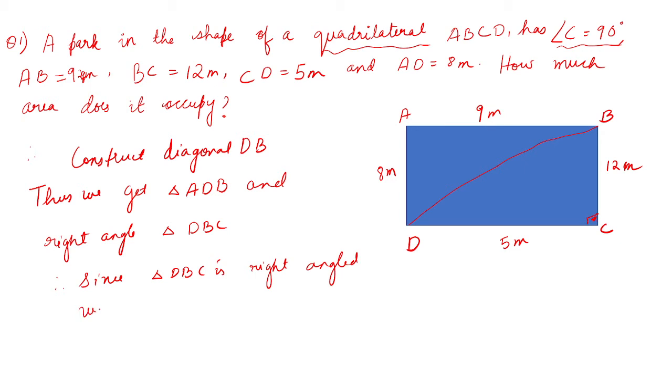what can we use? We can use Pythagoras theorem. And what is Pythagoras theorem? So this is the longest side, that means this is the hypotenuse, okay? That means DB is the hypotenuse.